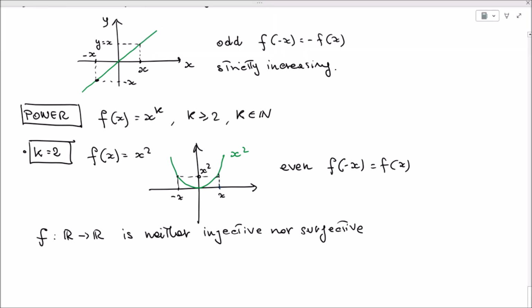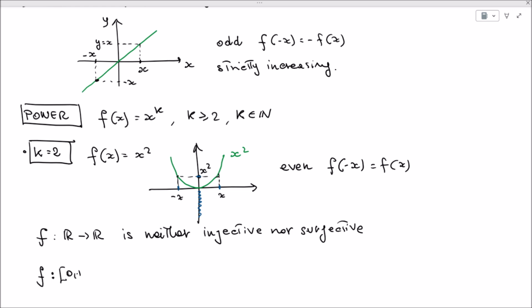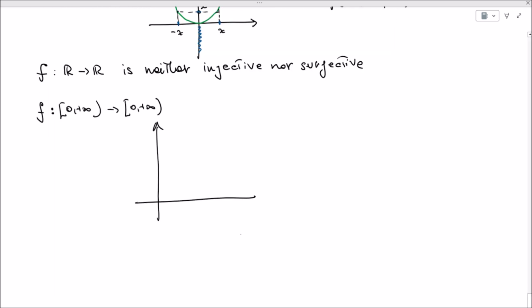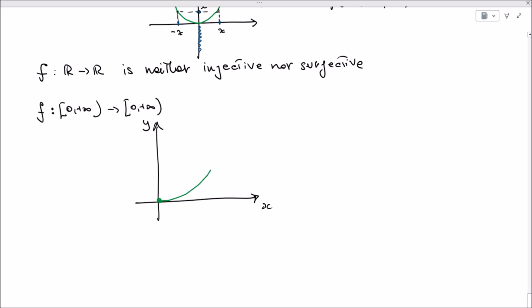Clearly, because two different x are sent into the same image, this cannot be an injective function, and clearly we see that an entire part of the image, which is the negative real line on the y-axis, is not hit by any image of f, so that means that the function is not surjective. However, we can fix this problem if we consider f that goes from 0 plus infinity to 0 plus infinity, which is to say that we are now considering only the first quadrant, and we have this function now. So this is x squared, and now the function is invertible.